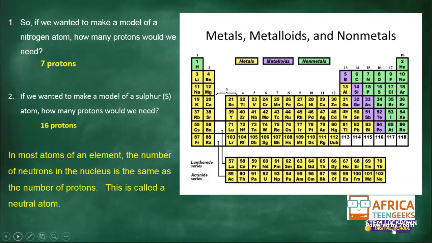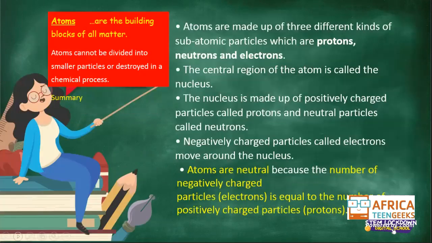Now, in most of the elements, the number of the neutrons in the nucleus is the same as the number of the protons. So we say that the atom is neutral. So in this nitrogen atom, there's 7 protons. This means that there are 7 electrons. This makes it a neutral atom. And then the sulfur, it would have 16 electrons, and it makes it a neutral atom as well. So I'm going to summarize.